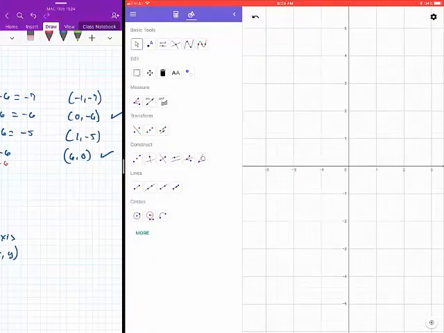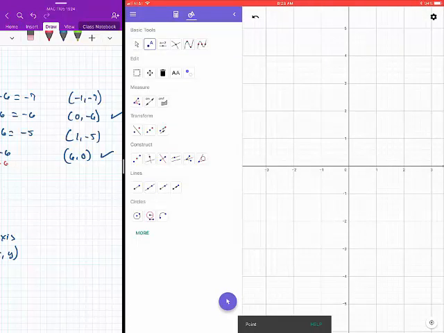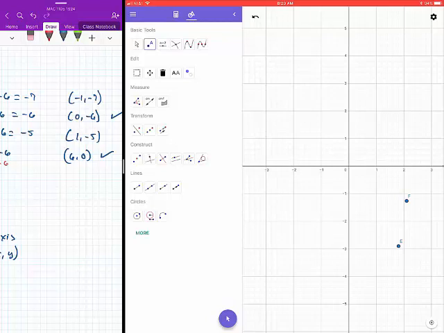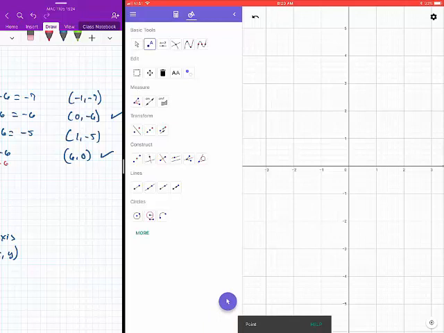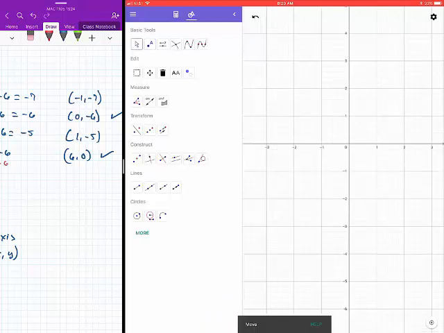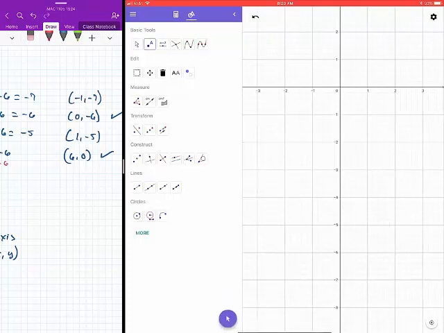The first one that I'm going to do here is going to be (-1, -7). Let me move this up here so we can see it a little better. I go to -1 on my x, and then I go down to -7, so that's my first point. My second point is (0, -6), so again, I go to my x first, here's my 0, and then I go down to -6, and that's my other point.